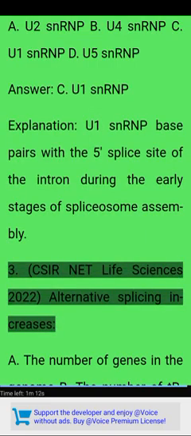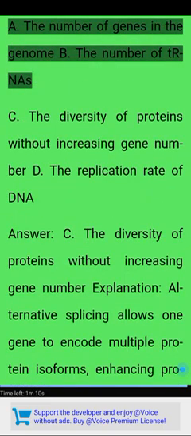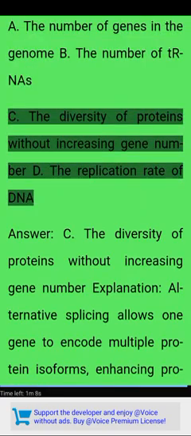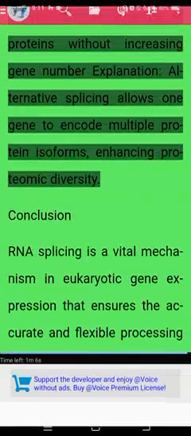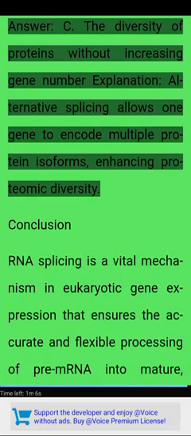3. CSIR NET Life Sciences 2022. Alternative splicing increases: A, the number of genes in the genome; B, the number of introns; C, the diversity of proteins without increasing gene number; D, the replication rate of DNA. Answer: C, the diversity of proteins without increasing gene number. Explanation: alternative splicing allows one gene to encode multiple protein isoforms, enhancing proteomic diversity.